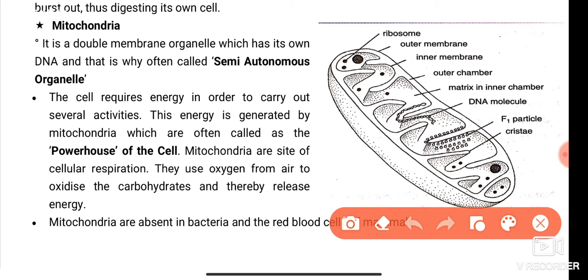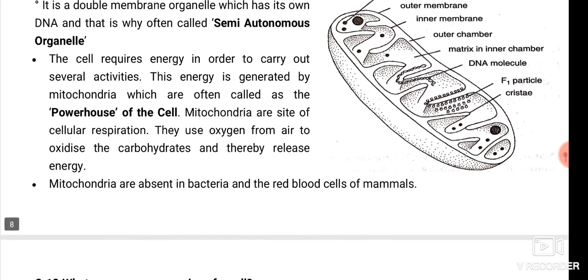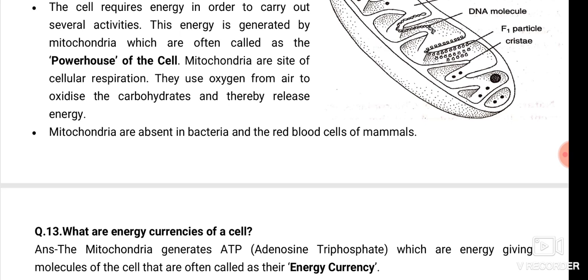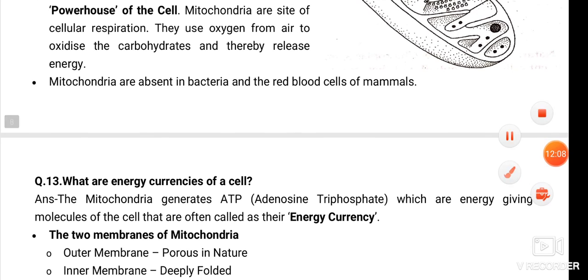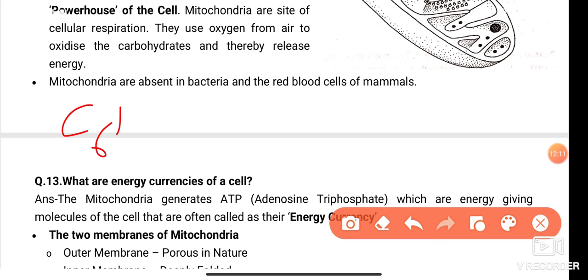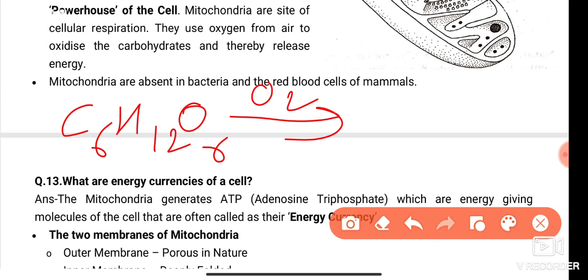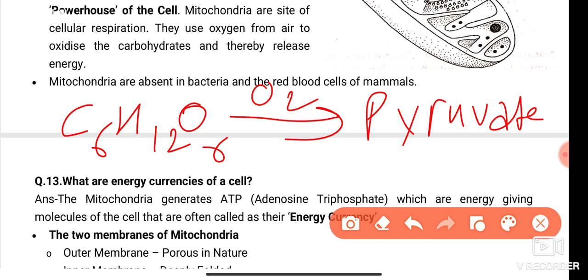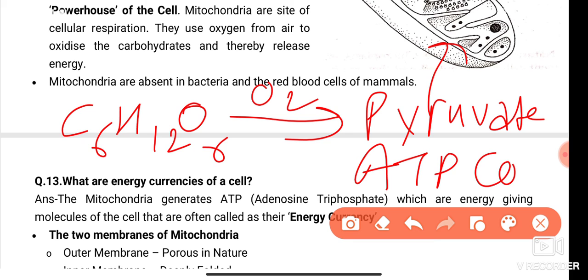And cristae is the part which generates the ATP molecules. Mitochondria is the site of cellular respiration, which oxidizes carbohydrates and thereby releases energy. Mitochondria are absent in bacteria and red blood cells of mammals. So what is an oxidation reaction? We know that food is finally broken down in the form of glucose, C6H12O6. Now in the presence of oxygen inside the cytoplasm, it breaks down into pyruvate molecules. Now this pyruvate molecule goes into mitochondria and is converted into ATP, carbon dioxide and water. So energy is created in them.